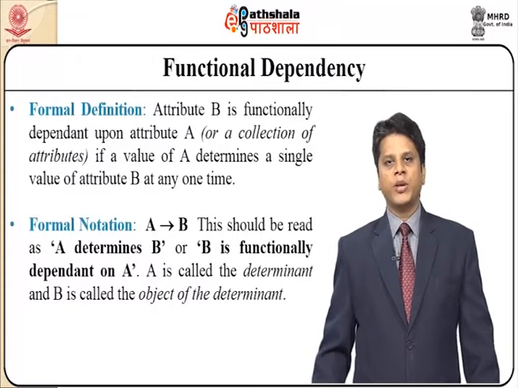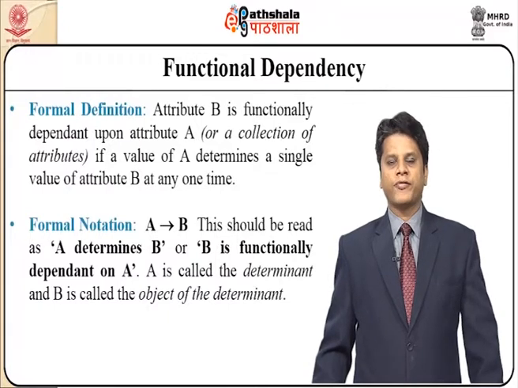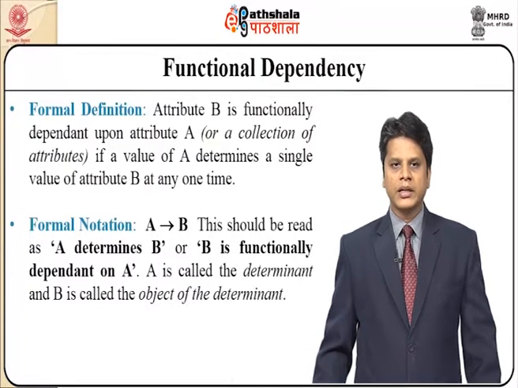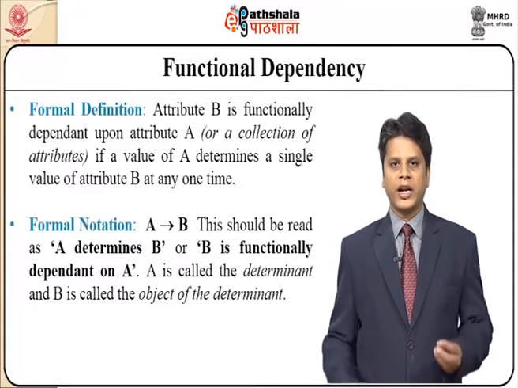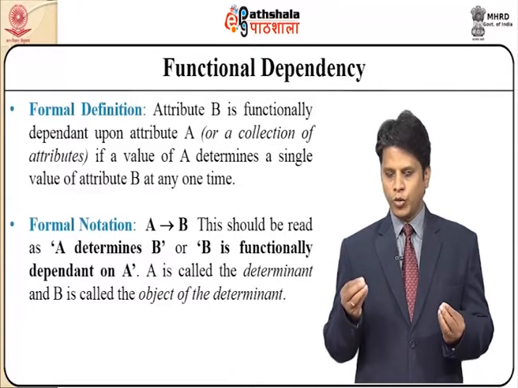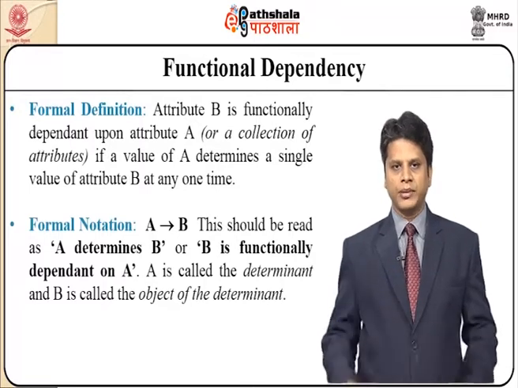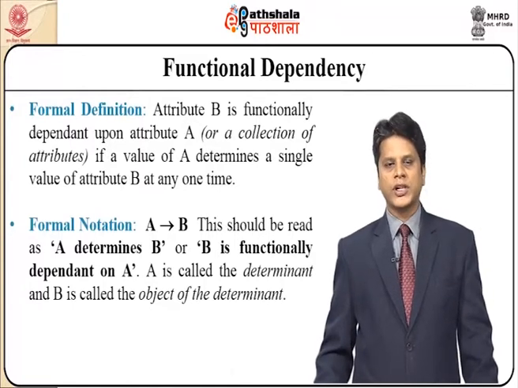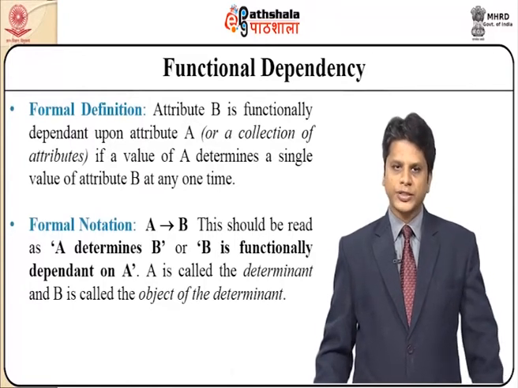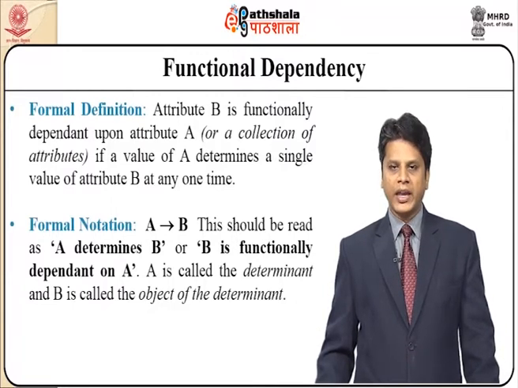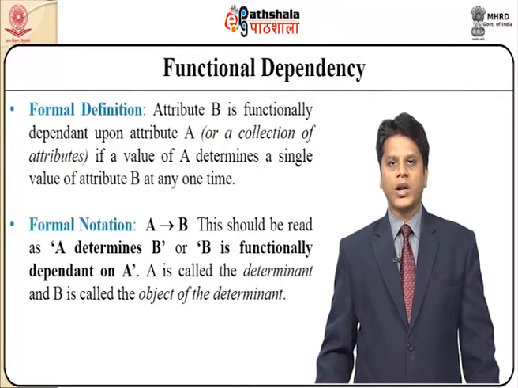The other property that we will be looking at is functional dependency. We will try to define what functional dependency means. Attribute B is functionally dependent upon attribute A. So, consider we have two different attributes, attribute A and B. Attribute B is functionally dependent on attribute A if we write A implies B, or a collection of attributes, need not be only one attribute, it could even be a collection of attributes, if a value of A determines a single value of attribute B at any one time.